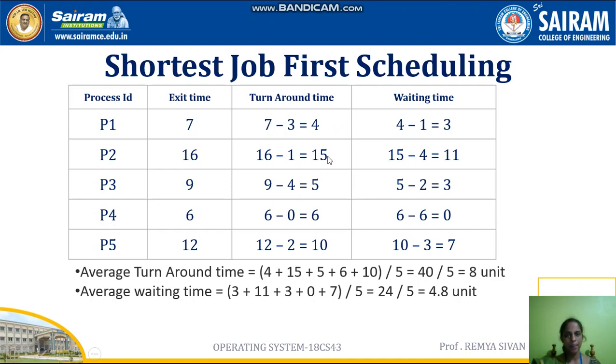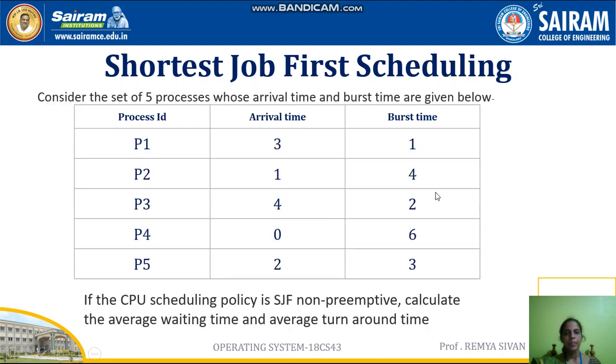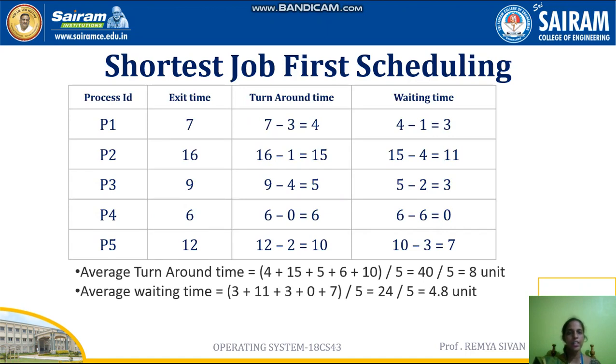15 is the turnaround time. Burst time is 4, so 15 minus 4 is 11. And for P3, turnaround time minus burst time: 5 minus 2 is 3.